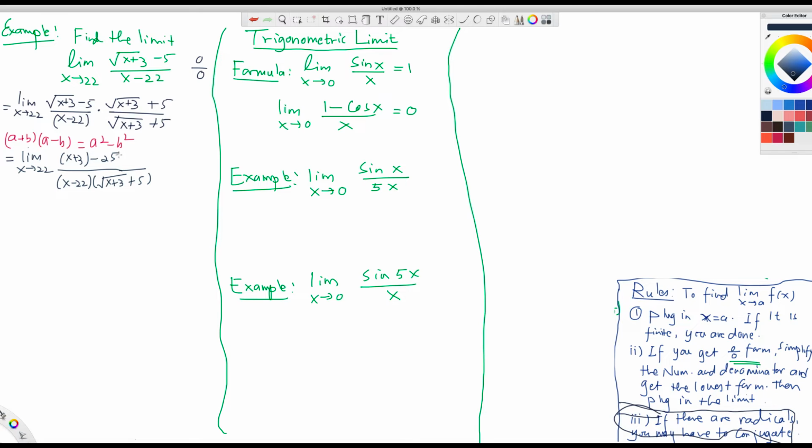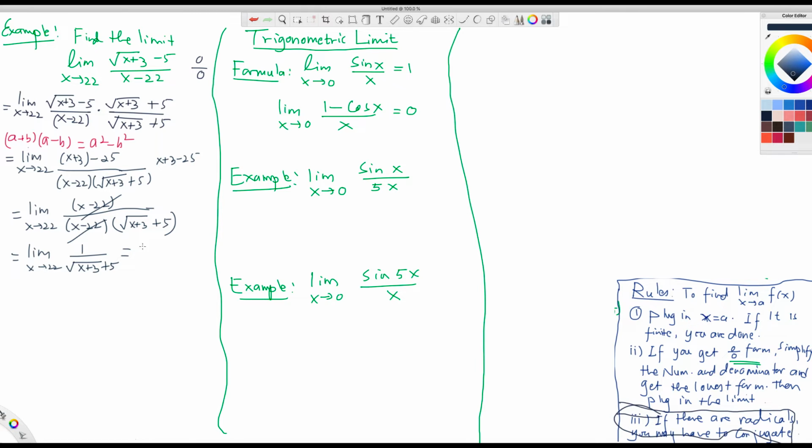Okay, so what do you get in the top? If you simplify, this is basically x plus 3 minus 25, right? Basically x minus 22. So as x tends to 22, you have x minus 22 on the top and x minus 22 on the bottom, and then there is one more factor on the bottom, root x plus 3 plus 5. You cancel out x minus 22. So you get the limit as x tends to 22 of 1 over root x plus 3 plus 5. Now you plug in x tends to 22.